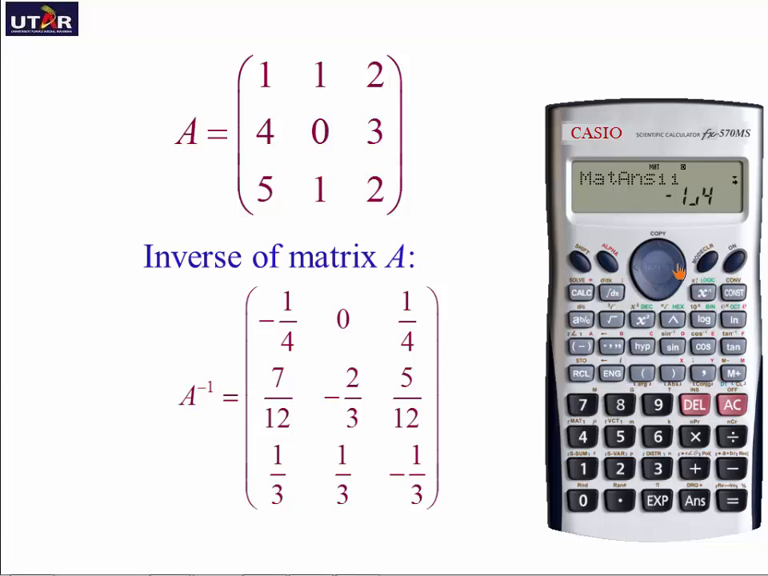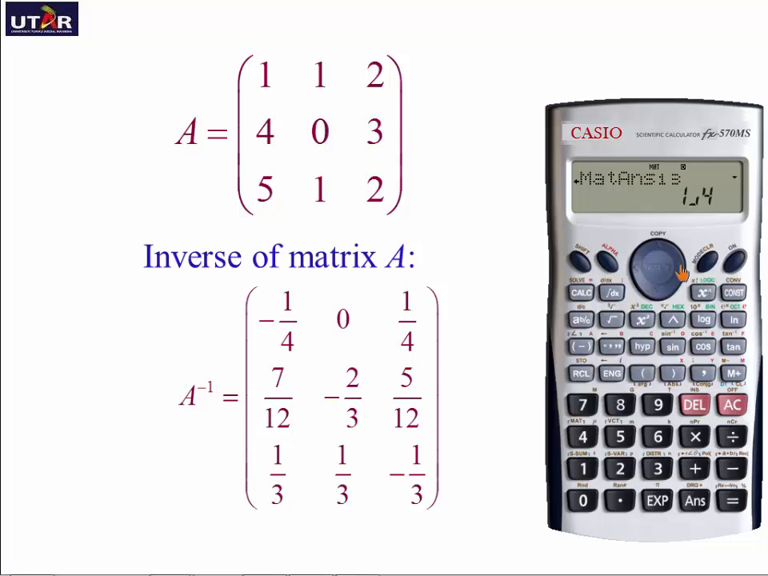Alright, let's go to the next element. The inverse matrix row 1, column 2. It's 0, again is correct. Row 1, column 3, 0.25. In fraction form, it is 1 over 4, correct again. So let's go to the next one.